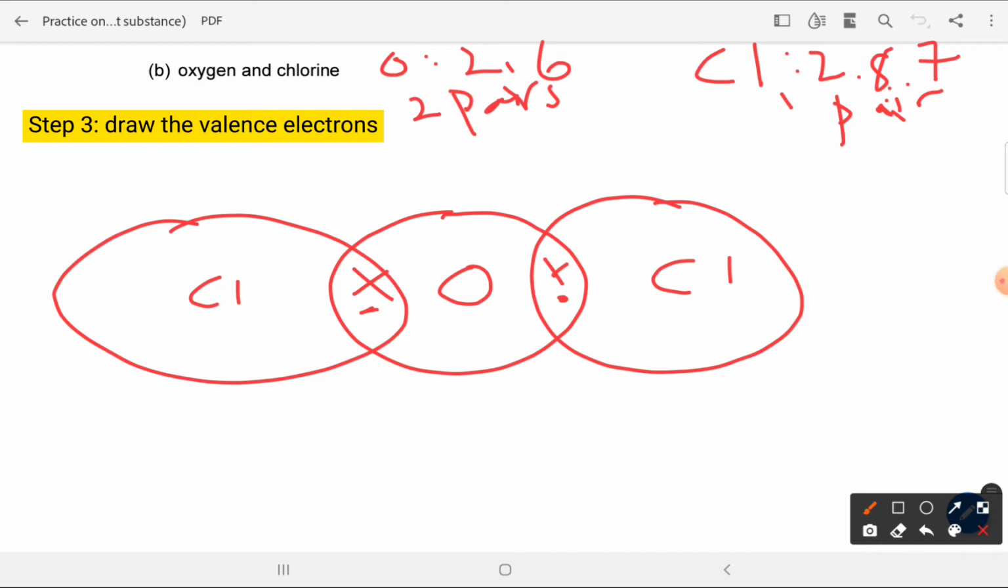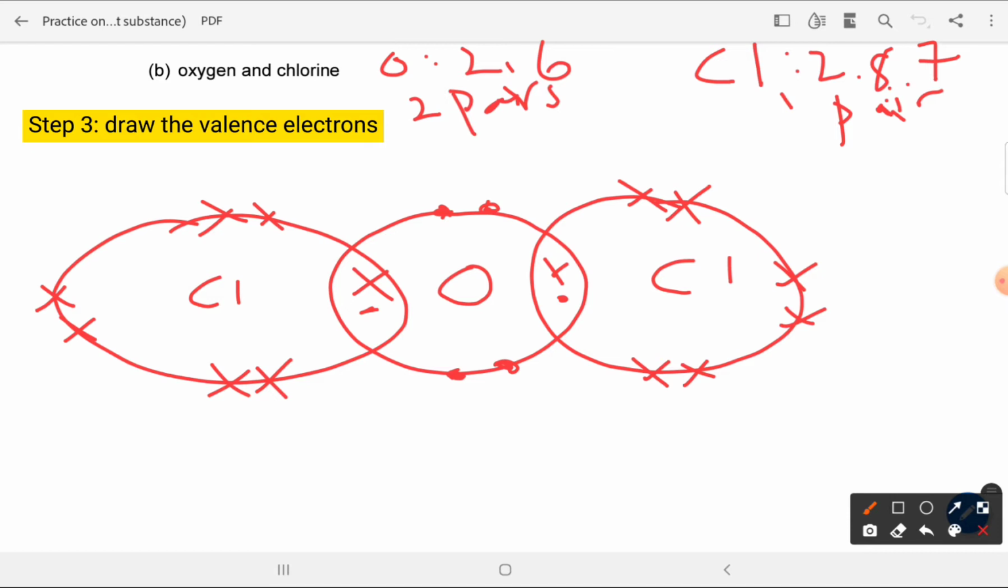Third step, check the valence shell. So oxygen should have 6 valence electrons. So let's assume that dots are the electrons for oxygen. It should have 6 dots. So in this diagram here, there are only 2, which means that you have to draw 4 more. Okay, so total 6 dots. How about for chlorine? 7 crosses. So in this case, each of the chlorine only has 1 cross, which means that you have to draw 6 more. 6 more here. So valence shells are correct.